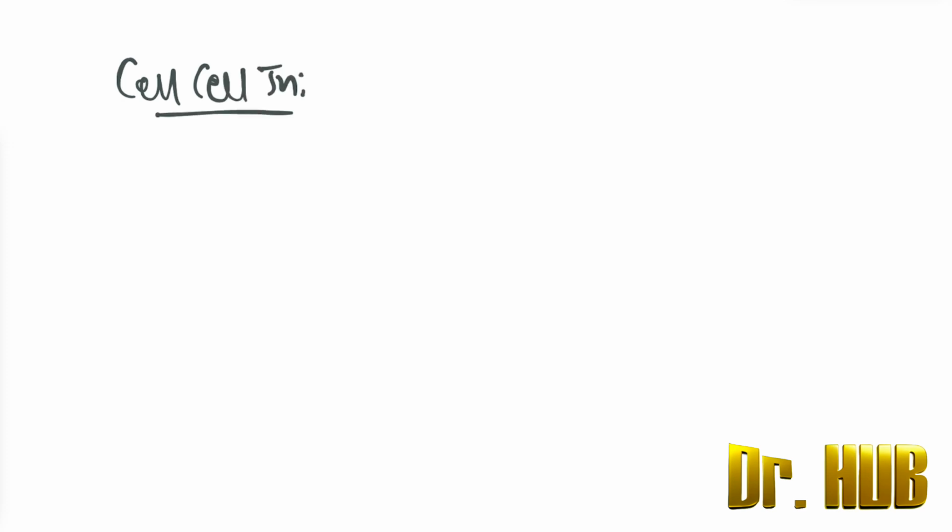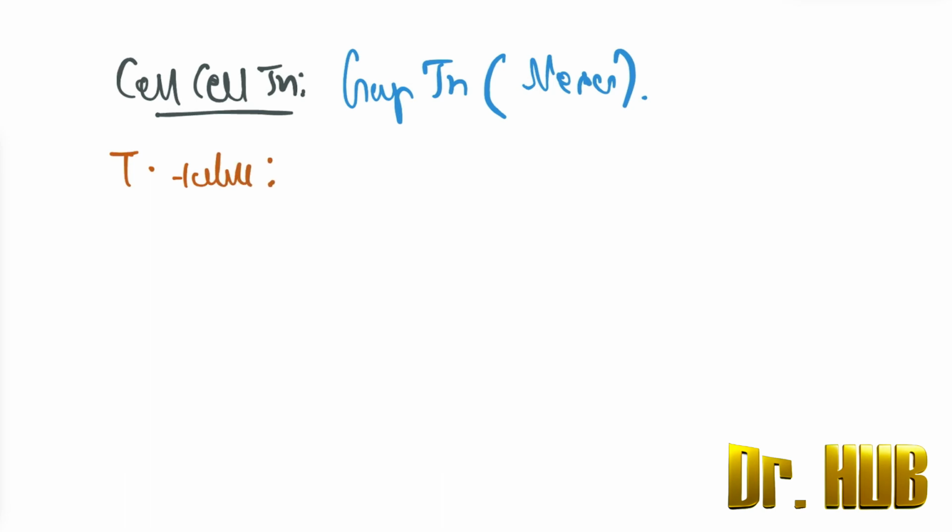So in the cell-cell junction, there is a gap junction. This is nothing but the nexus. Then the question arises on the T-tubules. So how are the T-tubules? The T-tubules, there is none.